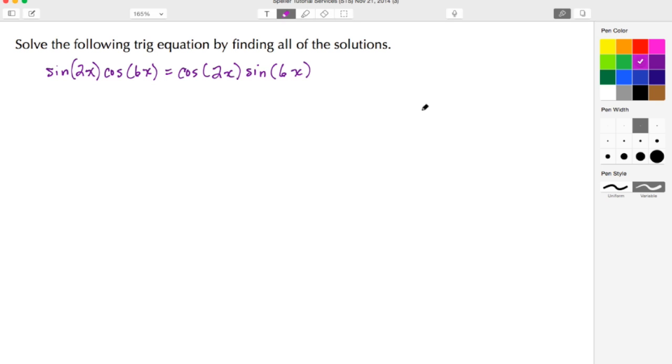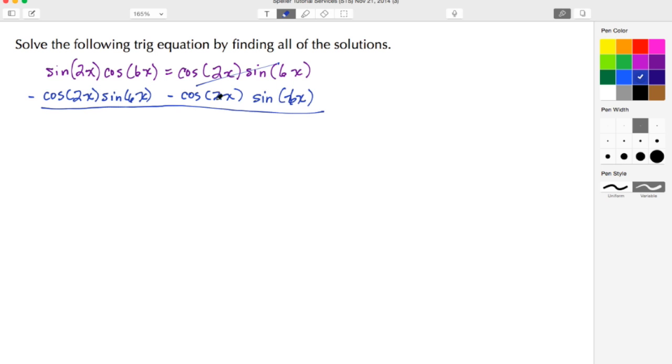And we begin by moving everything to one side of the equation. We're going to do that by subtracting everything from the right-hand side and putting it on the left-hand side. So we're going to subtract cosine 2x sine 6x on both the right-hand side and the left-hand side. So negative cosine 2x sine 6x. In doing so, everything on the right-hand side cancels out, and we begin with a rewrite.